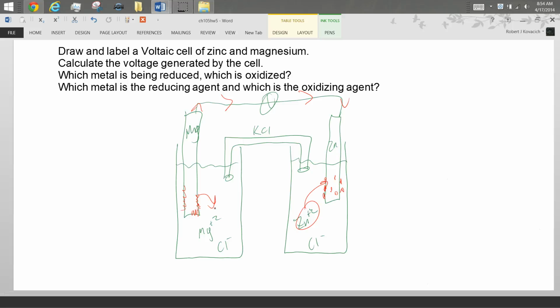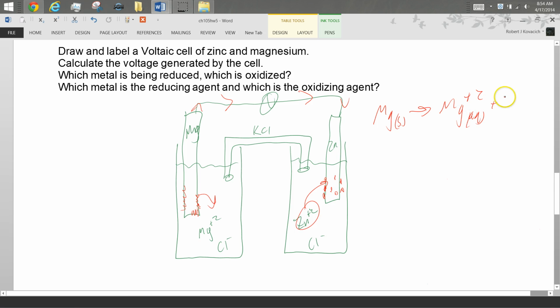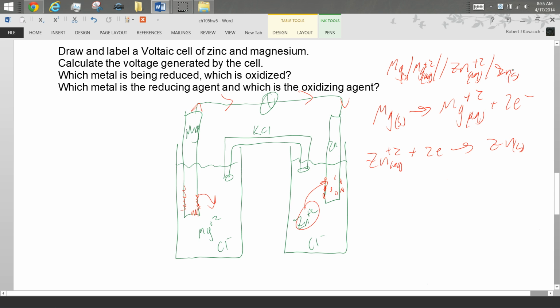So we want to calculate a voltage. So the two half reactions are magnesium solid turning into magnesium aqueous +2 electrons, and we got zinc aqueous +2 electrons turning into zinc solid. So the shorthand notation for this is magnesium solid, magnesium aqueous, and zinc aqueous, and zinc solid.